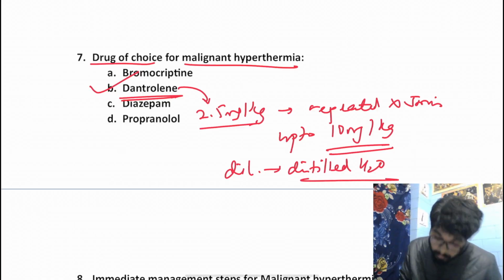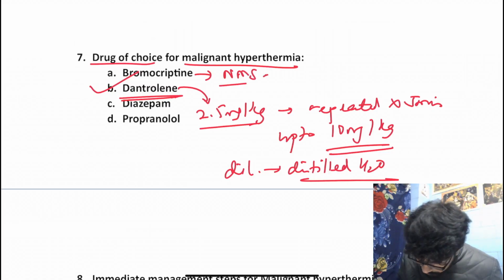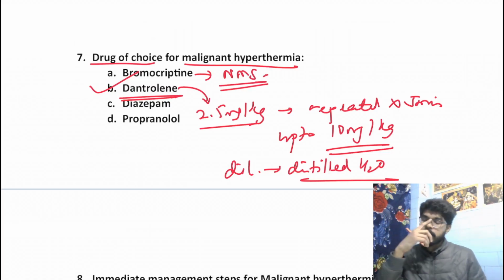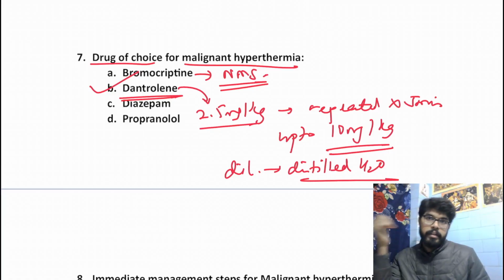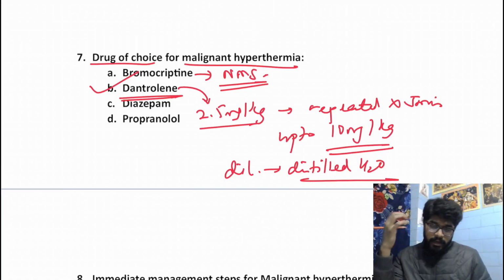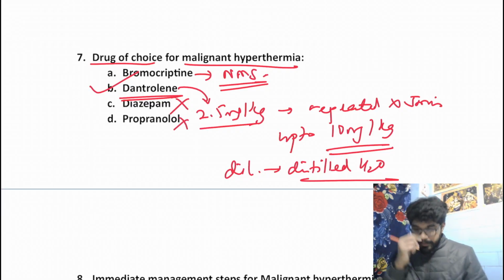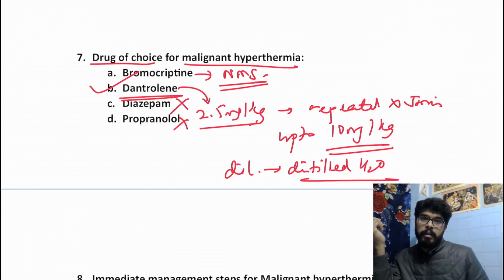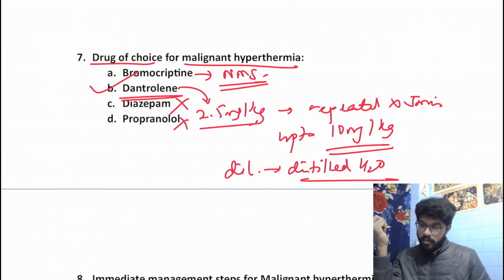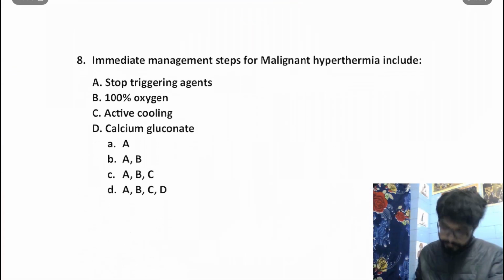Okay. Bromocriptine is actually the drug of choice for neuroleptic malignant syndrome. Right. We shall be discussing neuroleptic malignant syndrome in detail when we talk about antipsychotic drugs. Diazepam, muscle relaxant sedatives, no role. Propranolol can manage the tachycardia component but not the overall malignant hyperthermia. Okay. The answer should be dantrolene. Moving on to the next question.